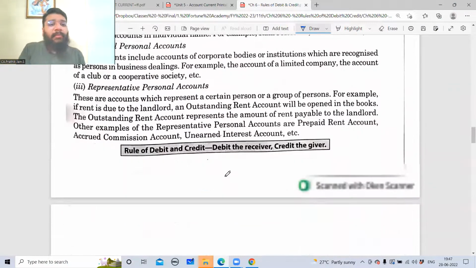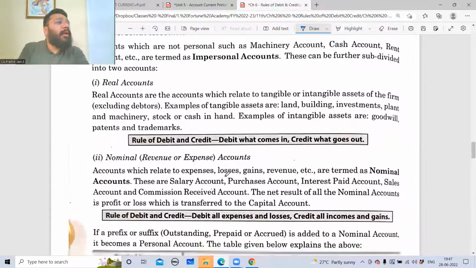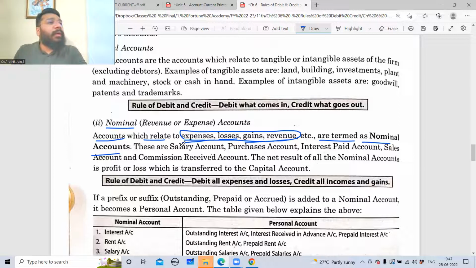Before I give an example for personal account, I'll quickly run through theoretically what nominal account says. Nominal accounts are accounts which relate to expenses, losses, gains and revenue. Revenue means income. So all these quadrants are termed as nominal accounts. Examples are salary, which is expense, and purchase, which is expense. Interest paid: if I have to pay interest, it is an expense for me.